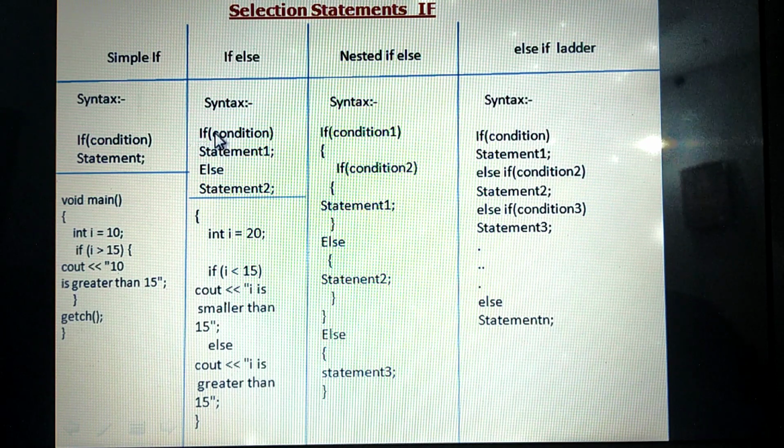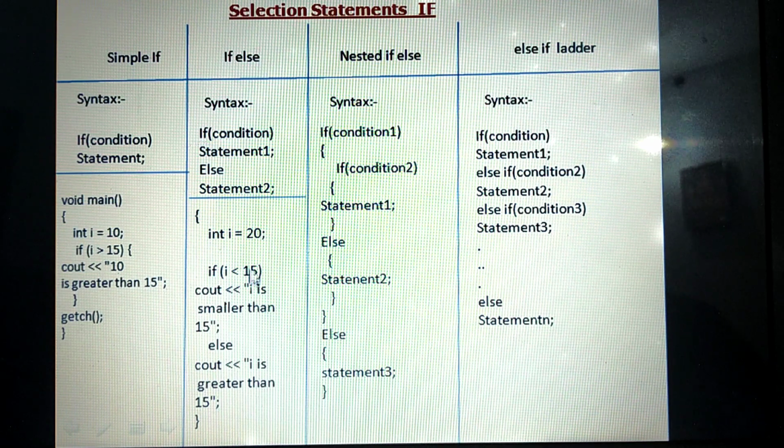Let us see the syntax of if else. Here: if, condition, statement 1, else, statement 2. If the condition given for if is true, control will enter statement 1. If the condition is false, control will go to statement 2, which follows else, and it will execute. That is the syntax for the if else statement, the common rule for writing it.